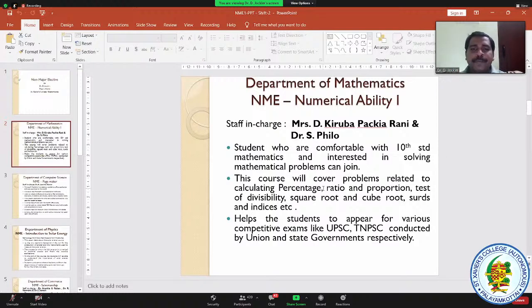It helps the students to appear for various competitive exams like UPSC and TNPSC, conducted by the union and state governments respectively. When you go for higher education, you'll be writing SLET or NET examination. At that time, all the students should take paper 1, in which some of these topics will definitely help. Students who have some basic mathematics can think of joining this course. It will be useful forever, whenever you are writing a competitive examination.